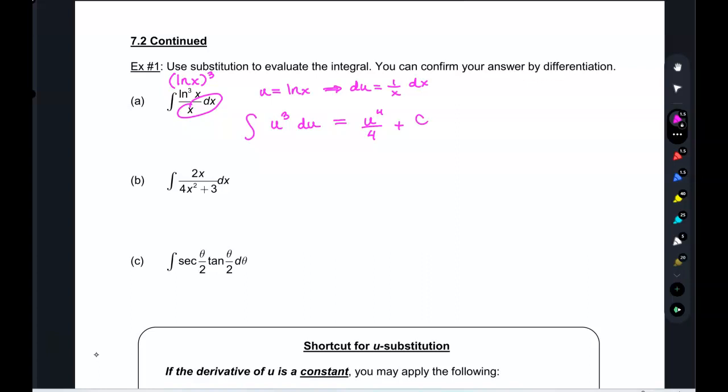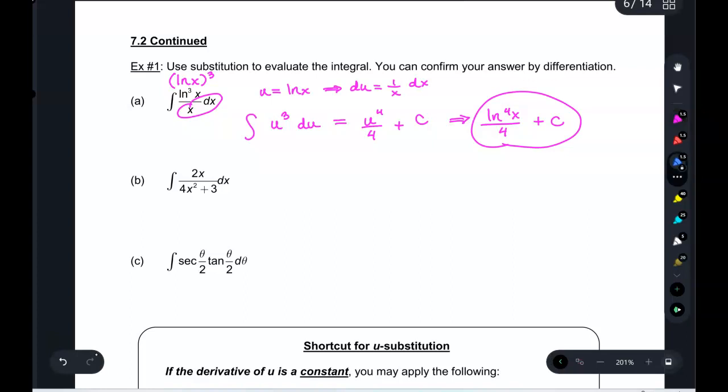And last, I want to rewrite this with my original natural log of x. So this will be natural log of x to the fourth over 4 plus c. Just a quick note, you also can write natural log of x to the fourth power. It doesn't matter.